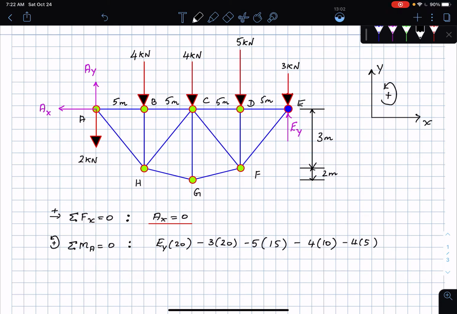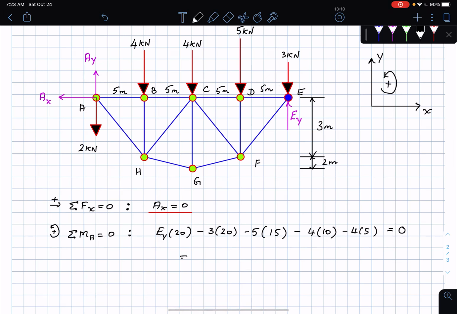And that's about it, right? Because all the other forces are sitting at the point A. Put together, this is equal to 0. Solve for EY. EY is going to give me approximately 9.75 kilonewtons. So that is the end of EY.